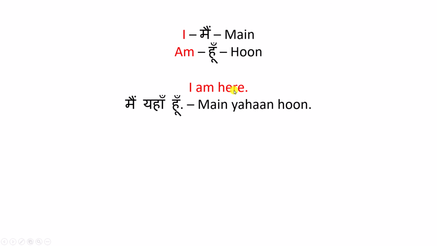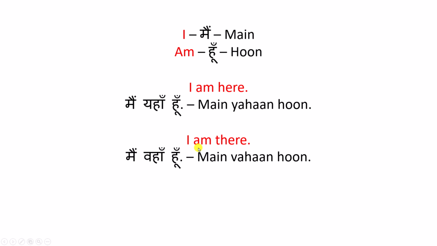I am here. मैं यहाँ हूँ. मैं is I, यहाँ is here, हूँ is am. Okay. I am there. मैं वहाँ हूँ. वहाँ is there. Alright? Yes. Next.